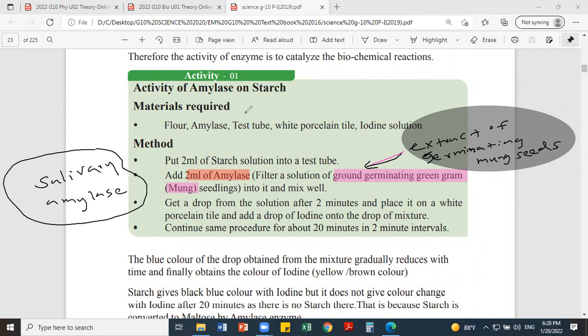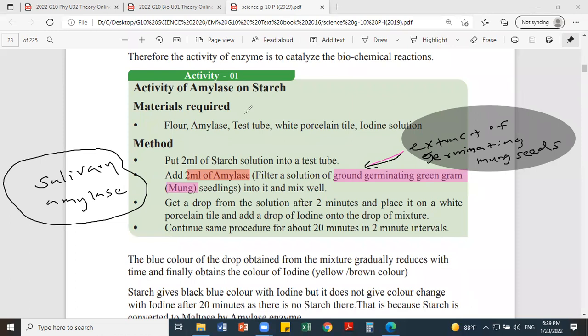Salivary. You can take some water inside your mouth and mix that with saliva well, and then you can take it out into a test tube or beaker. You can use a dropper. You should not contact that, or else you can go for the best one, this germinated mung seed extract.